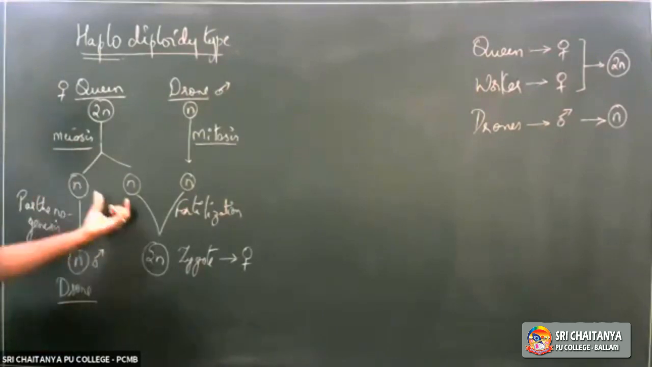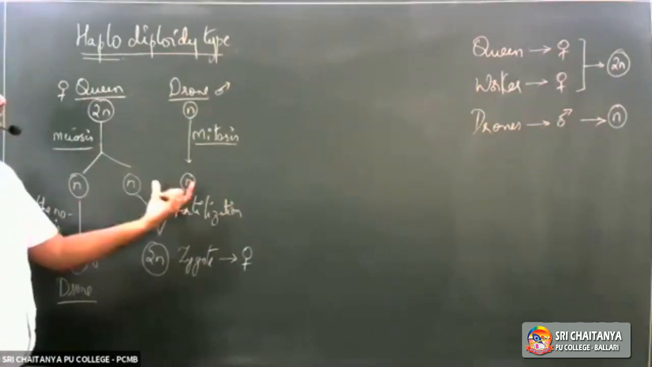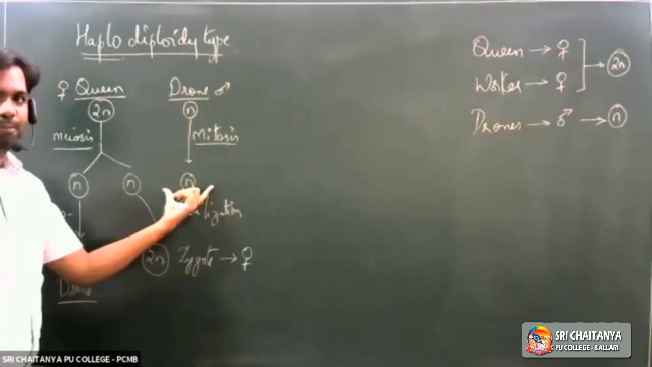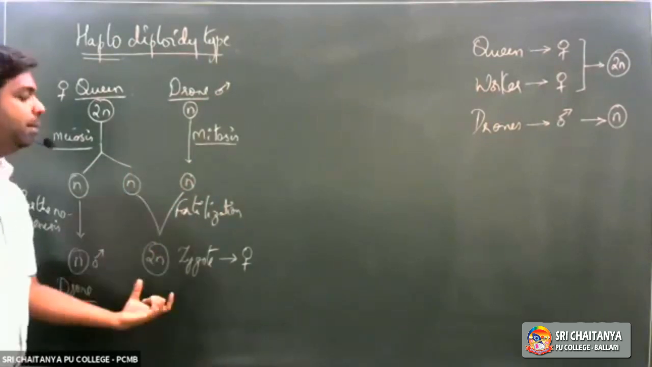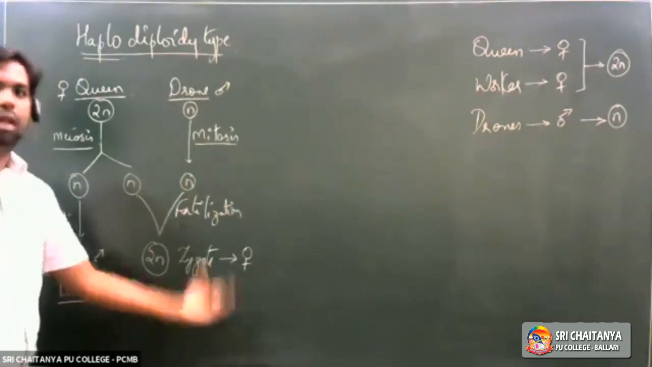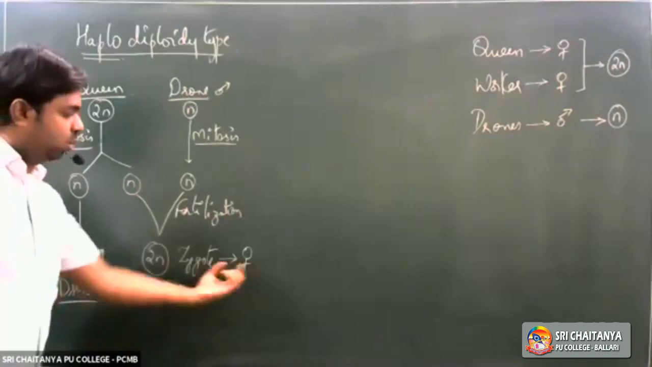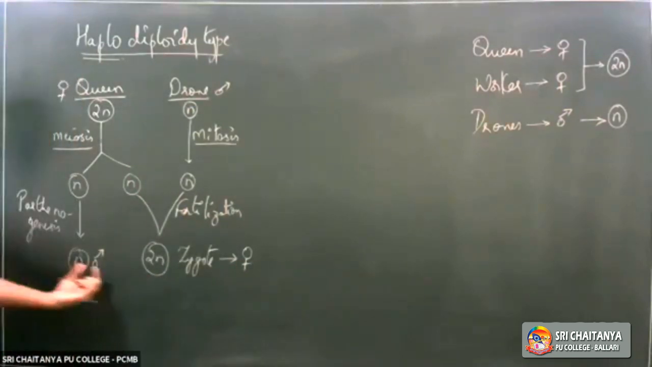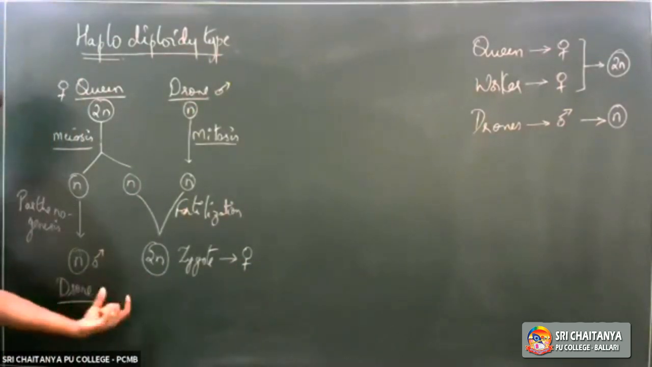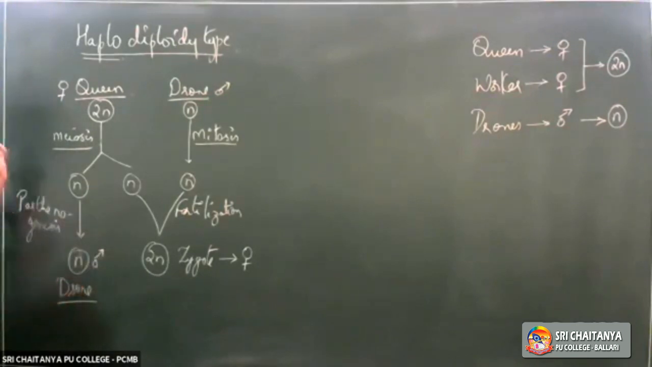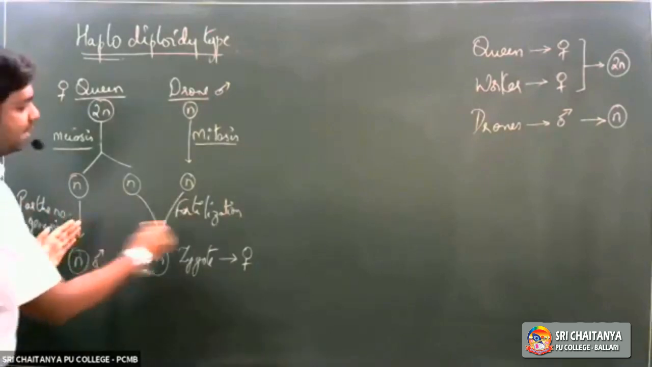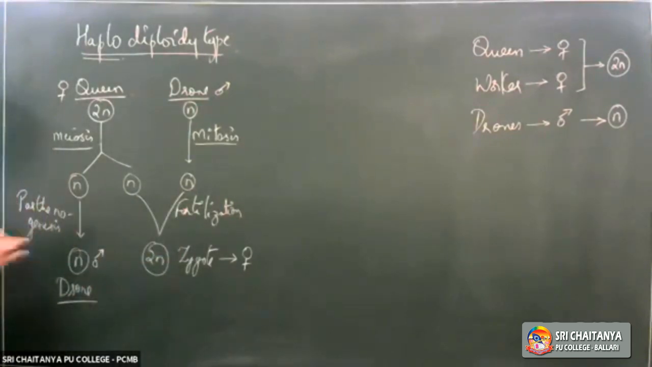Whereas the other female gamete would fertilize with the male gamete and form a diploid cell, which is called a zygote. Now, this diploid zygote would be a female, and a male drone, which is formed as a result of parthenogenesis, would be termed as a drone. So this is how the males and females are actually being formed in this particular case.